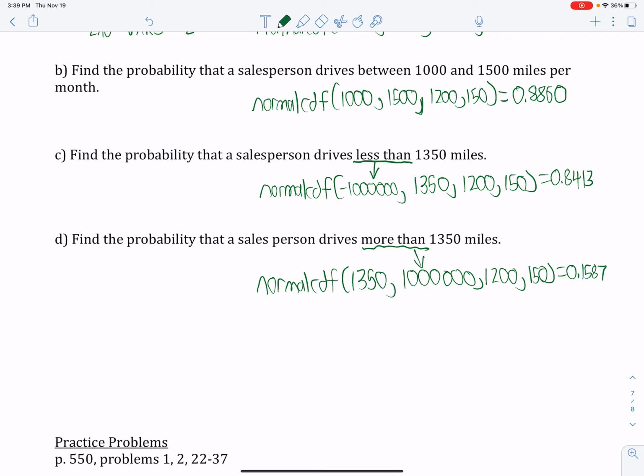So it's going to be very important that you learn how to use this Normalcdf function on your calculator. That will make it a whole lot easier to answer these sorts of questions.